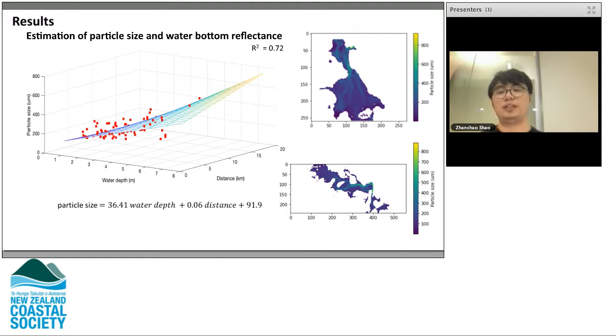First, we build a 2D regression to estimate the particle size in each pixel. So what we can see here is that the water depth plays the most important role in determining the particle size. And if we visualize this data in northern and southern Tauranga Harbour, we can see only in the deep channels does the particle size have significantly higher values. But for the intertidal regions and shallow water regions, the sediment particle size is quite similar to each other.